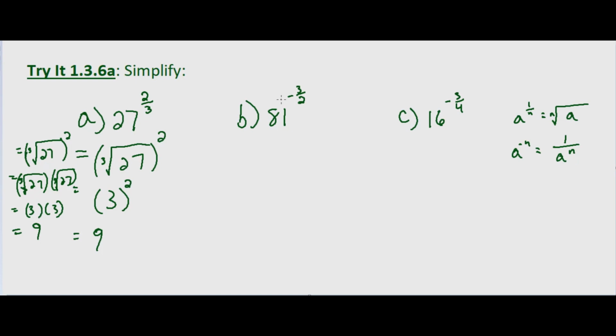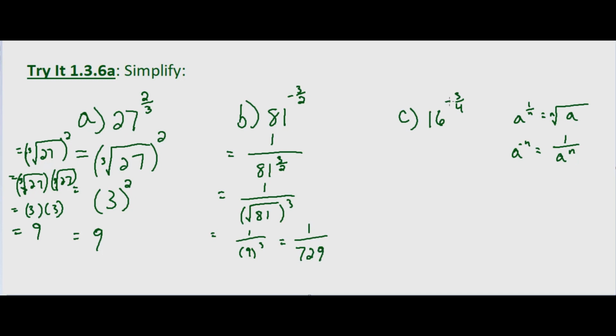Now in part B, we have to deal with a negative exponent. So our first step is to use the second property, a to the negative n equals 1 over a to the n, to rewrite this as 1 over 81 to the 3 halves. And now we'll write that as a radical expression in the denominator. So it's the square root, because our denominator is 2, that's our root, the square root of 81 cubed. Well, the square root of 81 is 9, so we have 1 over 9 cubed, which equals 1 over 729.